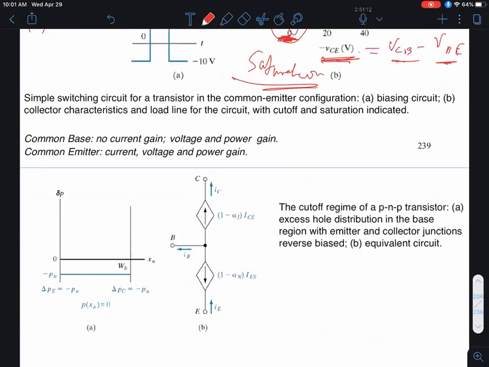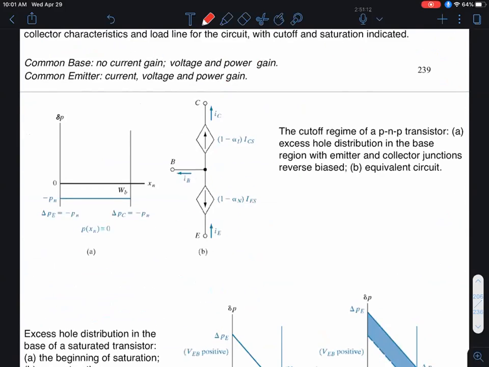Now you can look at other modes of operation. For example, if you reverse bias both the junctions, what's going to happen to the base charge distribution? So now my emitter base junction is reverse biased, and the collector base junction is also reverse biased.